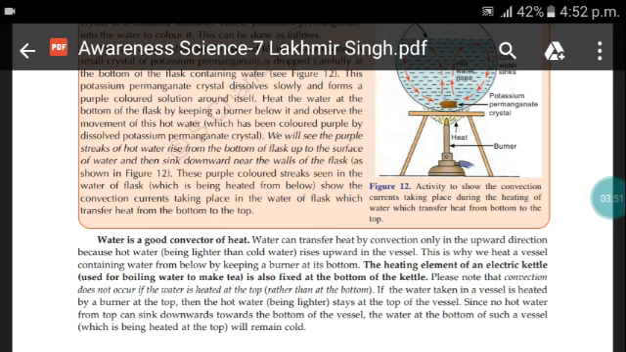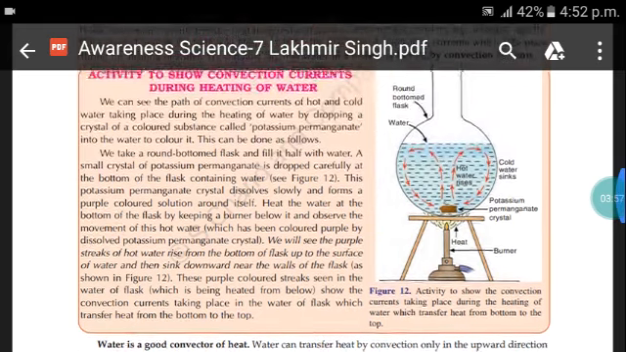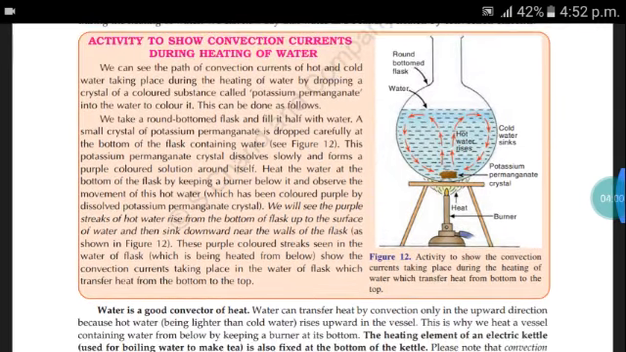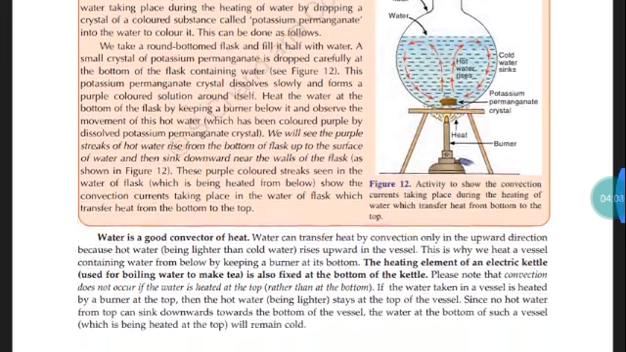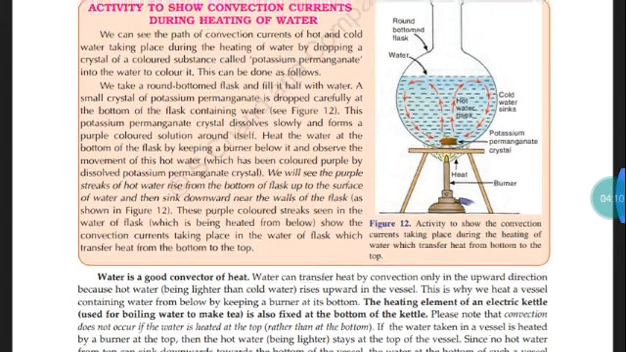These purple colored streaks seen in the water of the flask show the convection currents. Convection currents means what? Circulatory movement of water. So that means it shows what? Water is a good convector of heat, and water develops convection current when heated.